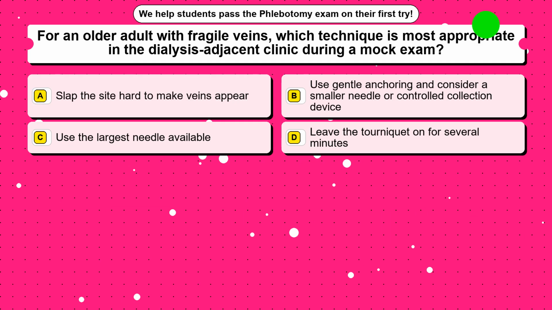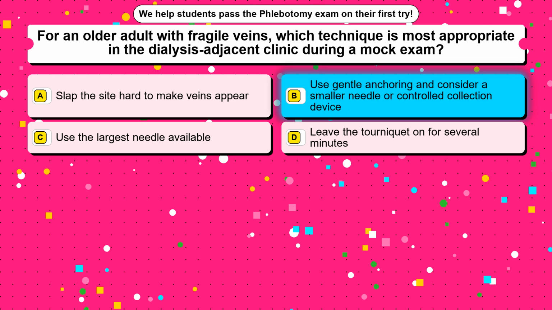Question 57. For an older adult with fragile veins, which technique is most appropriate in the dialysis-adjacent clinic during a mock exam? Option A. Slap the site hard to make veins appear. Option B. Use gentle anchoring and consider a smaller needle or controlled collection device. Option C. Use the largest needle available. Option D. Leave the tourniquet on for several minutes. The correct answer is option B.